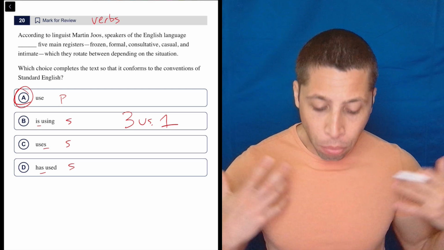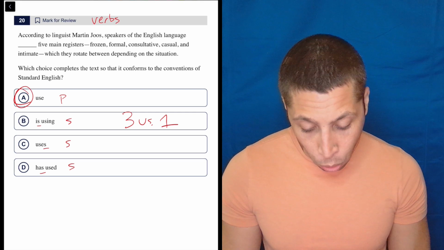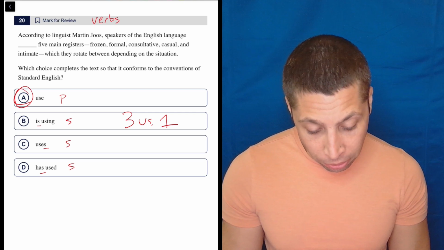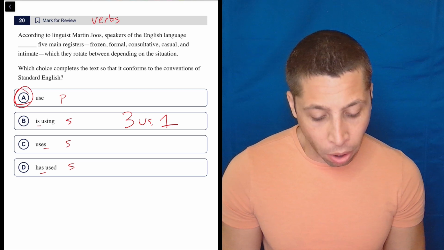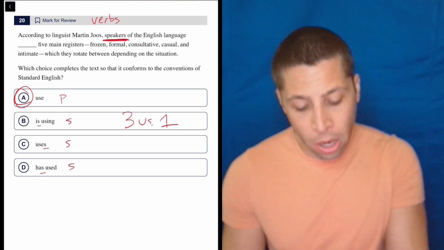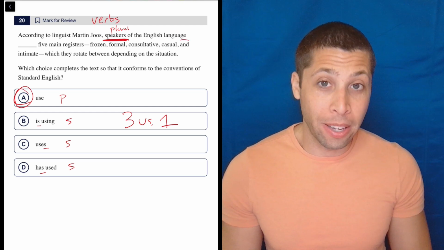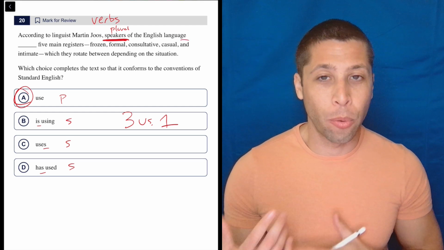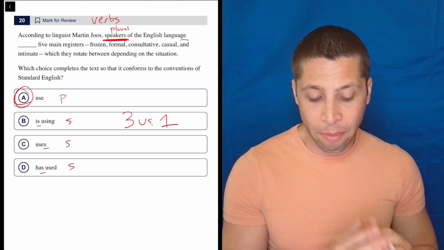But let's see if we can prove why we need to have a plural. That'd be even better. So we can look at the sentence here. According to linguist Martin Joos, speakers of the English language use 5 main registers. So our subject here is speakers, which is plural. Now they of course want English language to be the subject, or at least what we think the subject is. So we would think that that's singular, but it's the speakers who use 5 main registers.